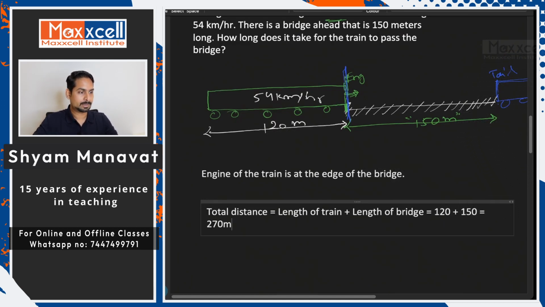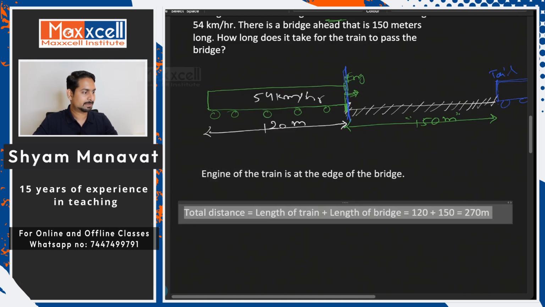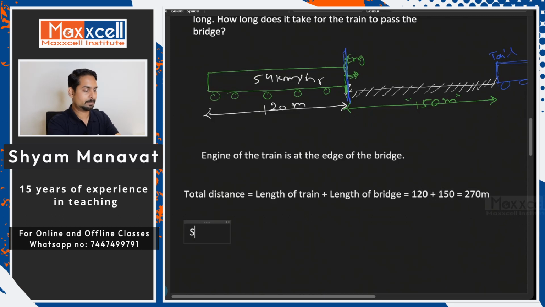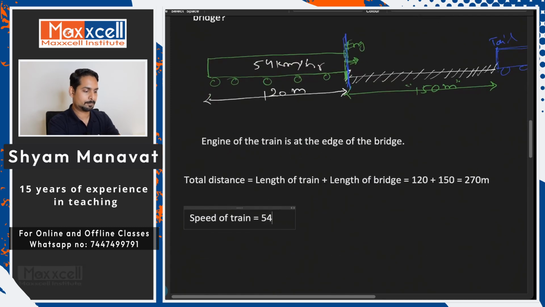Then you need to calculate the time, and the speed of train is given as 54 kilometer per hour. Okay, so to convert into meter per second, we need to multiply by what? 5, and then later divide by what? 18. So we have to multiply by 5 by 18 to convert into meter per second. So this is 15 meter per second.